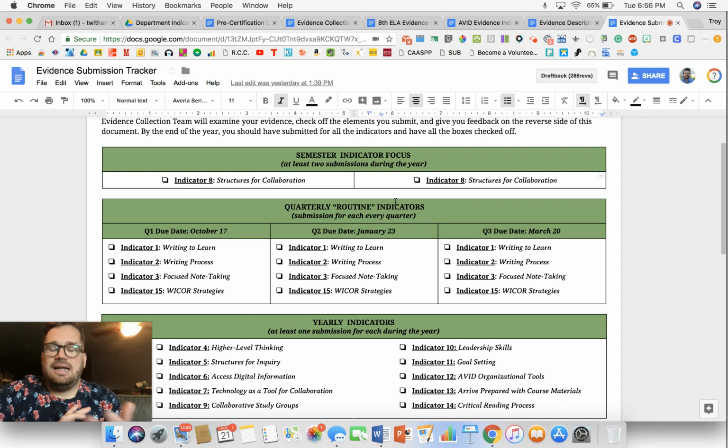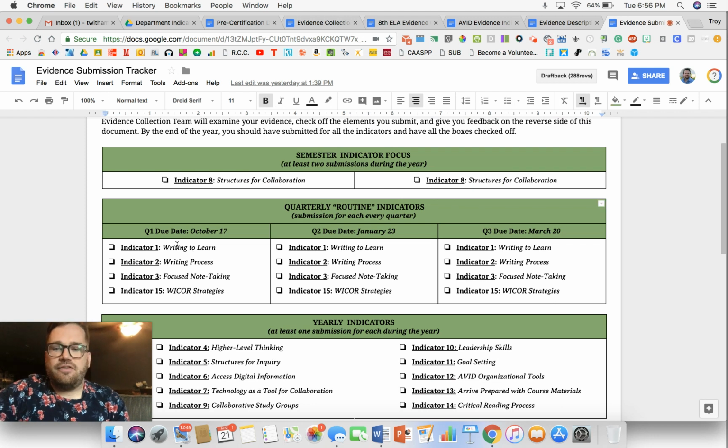This is something that as a site we're working on all together across all content areas and grade levels. So it made sense for us to include this as something we really want to see a good, strong piece of evidence from each teacher at least twice during the year. So this could be Socratic seminar, philosophical chairs, or any other type of collaborative structure that they're using in their classroom.